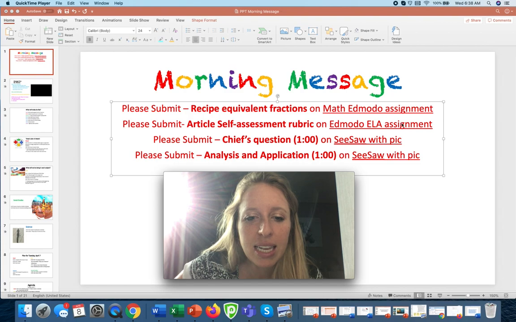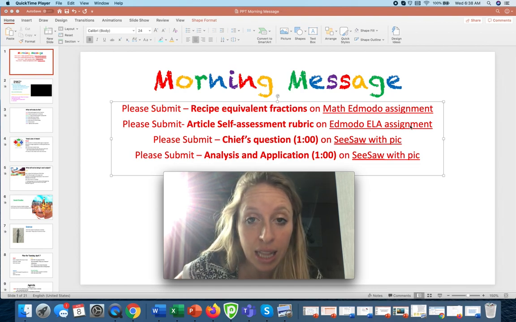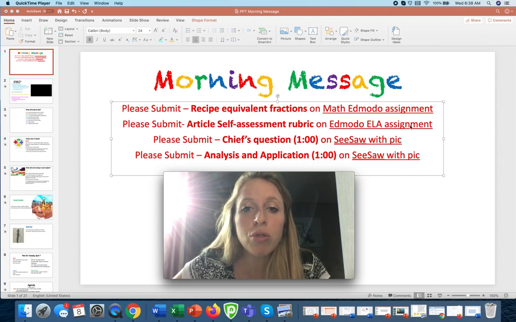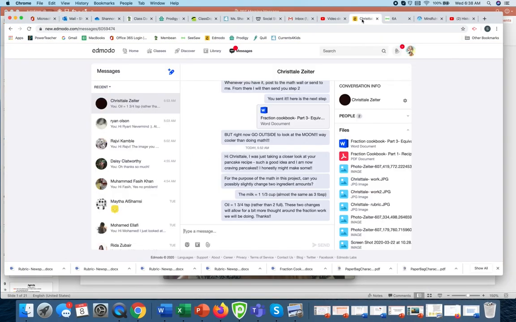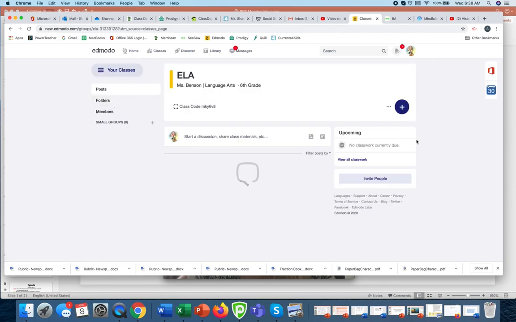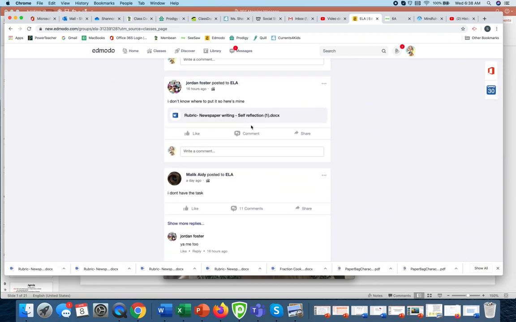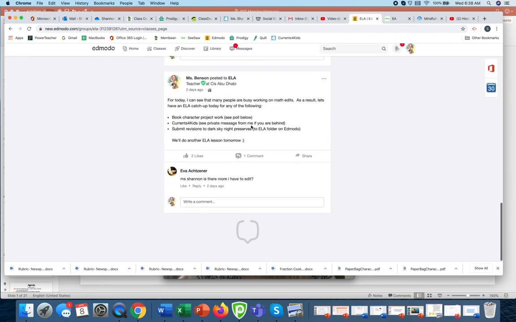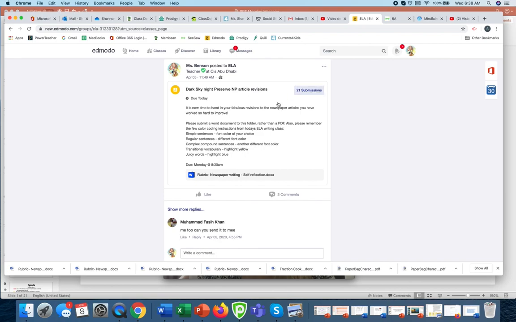The next thing is your article self-assessment rubric, which should be submitted into the ELA folder. I see that some people were asking questions about that. You need to go to the assignment and then click on it. Let's see here. Where is it? Okay, here. You click on this, Dark Sky Night Preserves.